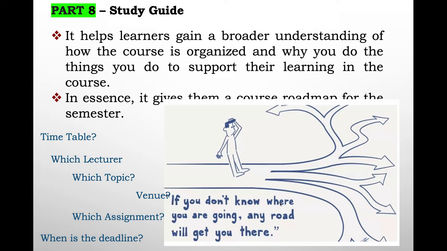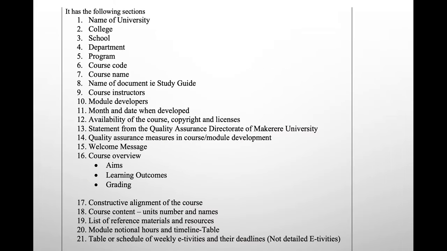semester. All the questions they're asking, where's the timetable? Who's the lecturer? Which topic? Where's the venue? What time? Is there an assignment? When is the deadline? All of these are answered in the study guide. So our template gives us a number of working points that will help us build the study guide. Unfortunately, many of these working points already exist in our detailed design document.